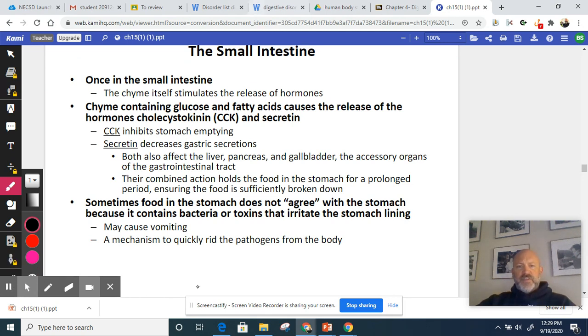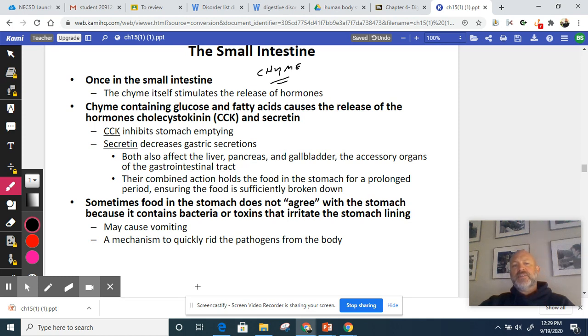Once food leaves the stomach, we don't really call it bolus anymore. We start to refer to the food as chyme. We call it chyme. If the chyme contains glucose and fatty acids, it causes a release of two hormones. One of those hormones is called cholecystokinin.